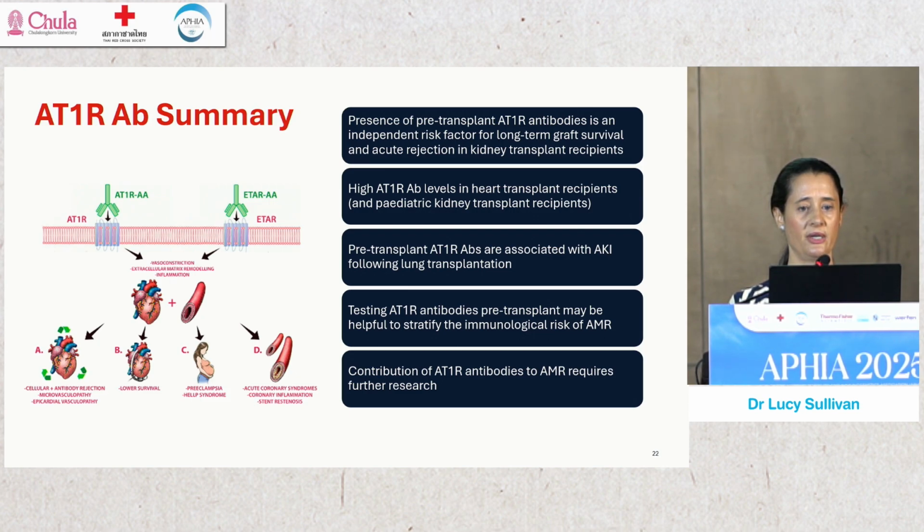So we've noted that there are much higher AT1R antibody levels in heart transplant recipients, and I haven't shown the data here, but also there are much higher AT1R antibodies in paediatric kidney transplant recipients. And pre-transplant AT1R antibodies were associated with acute kidney injury following lung transplantation. We think that testing AT1R antibodies prior to transplant could help to stratify the immunological risk of antibody-mediated rejection following transplantation. However, the mechanism of action behind this does require future research.